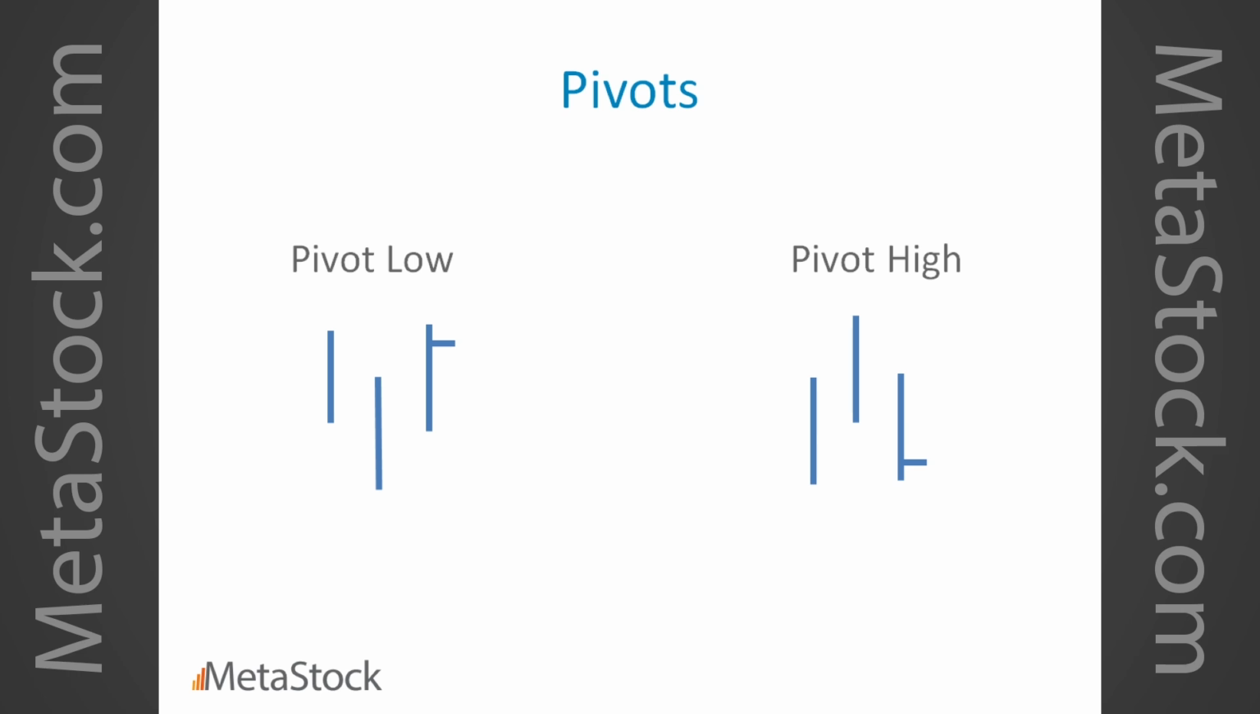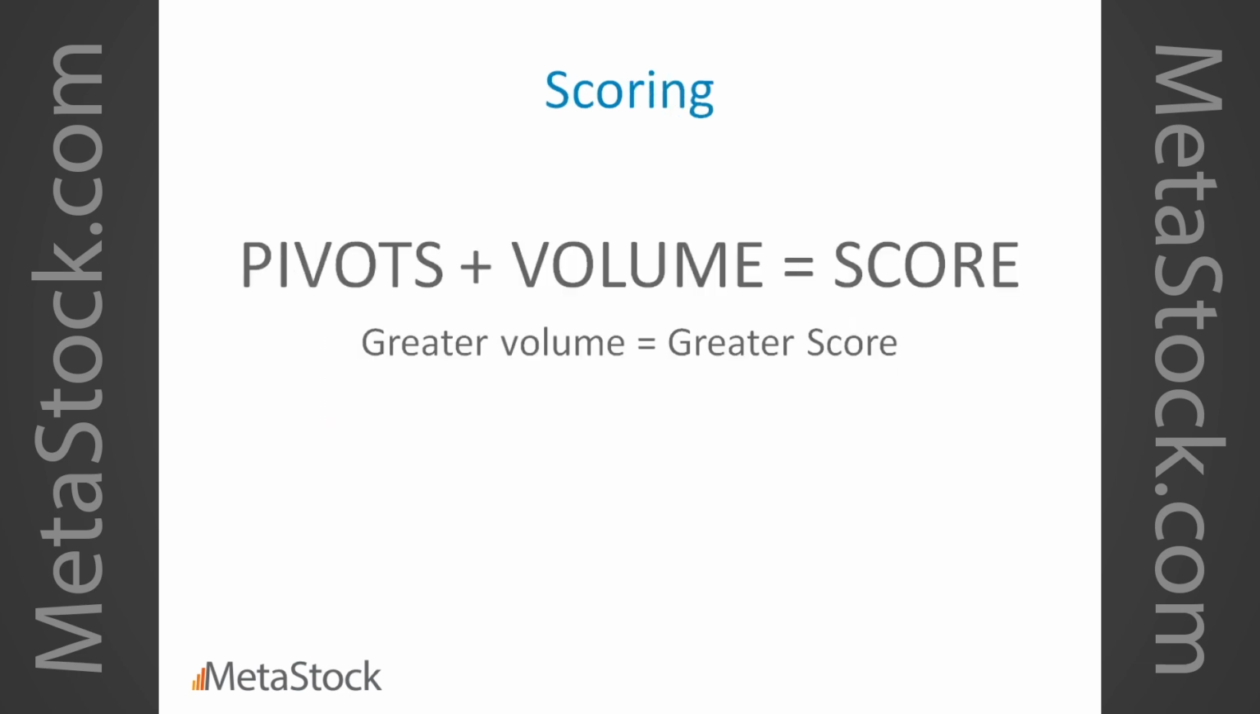It uses pivot lows, and then it also uses pivot highs. If we're looking at a pivot low or a pivot high, this will give us an indication of a change in trend along with that strike price. What happens is we will actually give a scoring based off of the pivots. So if we're looking at pivots plus volume, that will give us a score. The greater the volume, the greater the score.